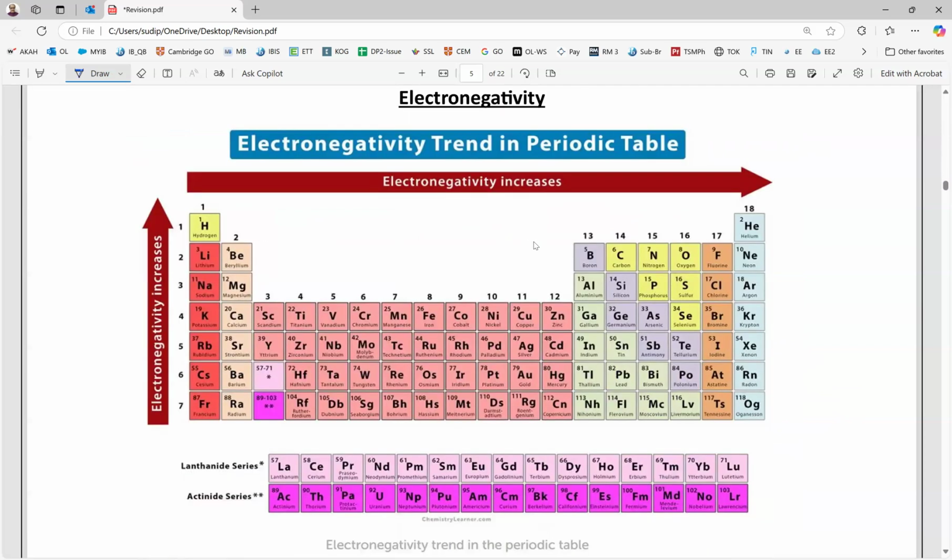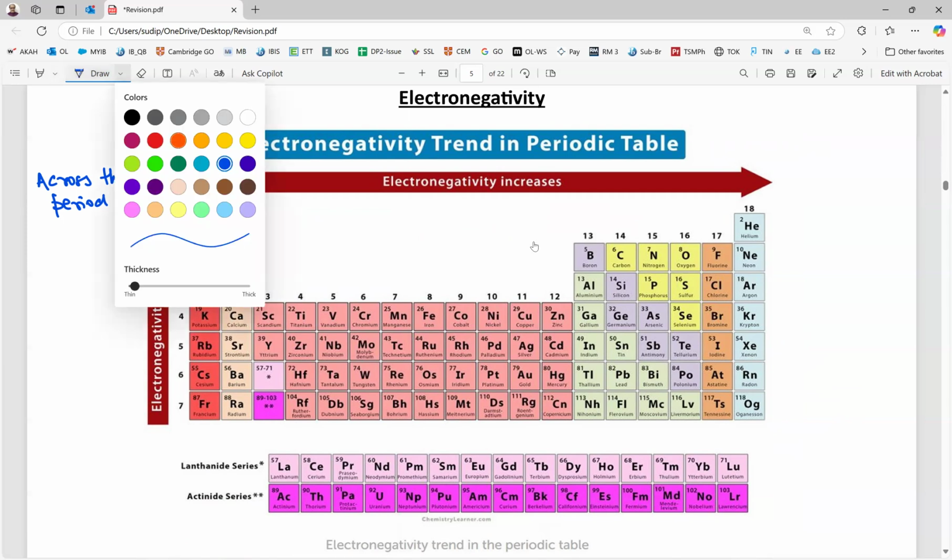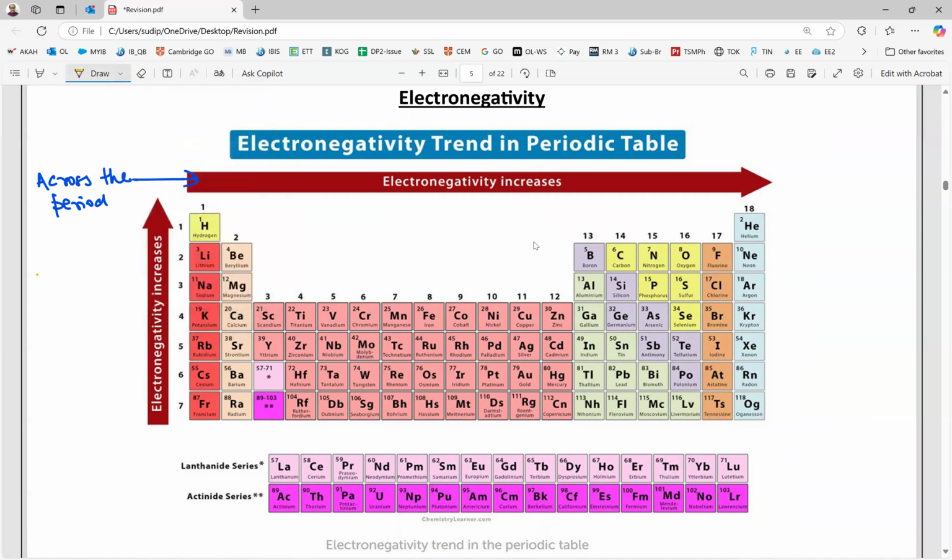So electronegativity increases across the period. Okay. This one. All right. And this one, I'll take another color so that we understand easily. And your second, this one, is down the group. So let us discuss one by one.